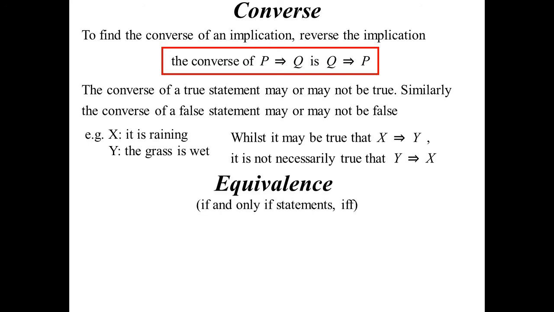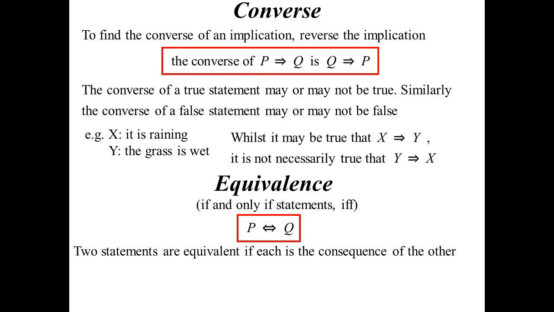Equivalence. They're our if and only if statements. You remember the first time you saw IFF and you thought, I misspelt it. No, I haven't misspelled it. If and only if is IFF. So P is equivalent to Q. And they're the ones where both ways are correct. So the statement's correct, but also its converse is as well.